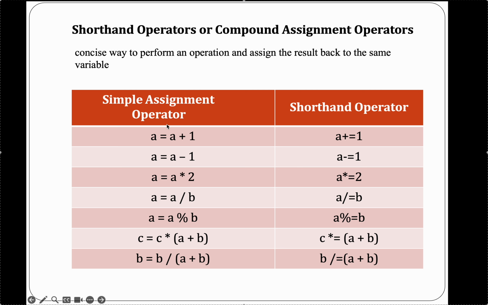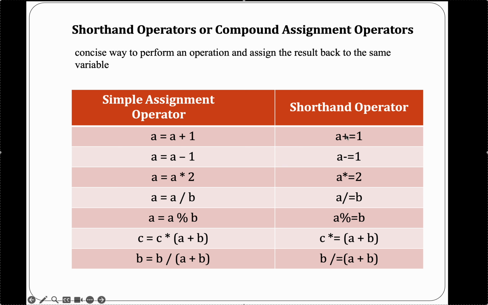Look at this example, a equal a plus 1. Instead of writing like this, I can use a shorthand operator as a plus equal 1. Both are the same. Here plus is an arithmetic operator, equal is an assignment operator. The arithmetic operator combined with the assignment operator, we can say is a compound assignment operator or shorthand operator. Not only arithmetic, you can combine a bitwise operator along with the assignment operator. So shorthand operator, this is the first thing.